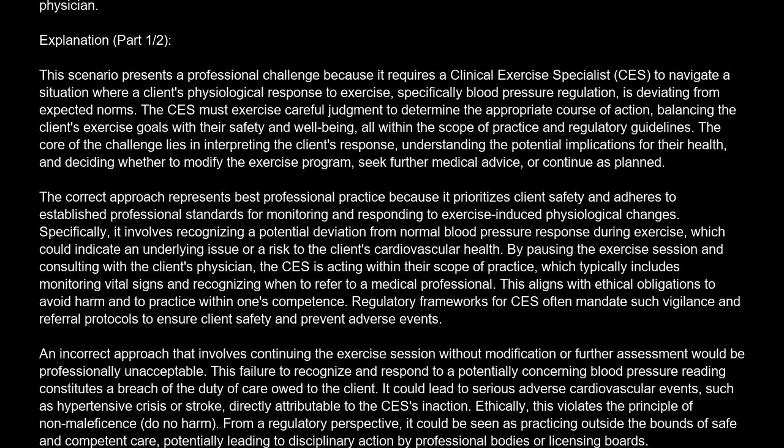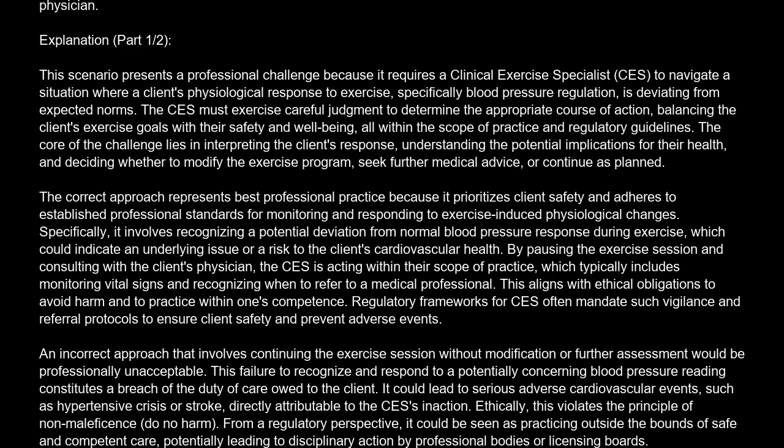Specifically, it involves recognizing a potential deviation from normal blood pressure response during exercise, which could indicate an underlying issue or a risk to the client's cardiovascular health. By pausing the exercise session and consulting with the client's physician, the CES is acting within their scope of practice, which typically includes monitoring vital signs and recognizing when to refer to a medical professional.